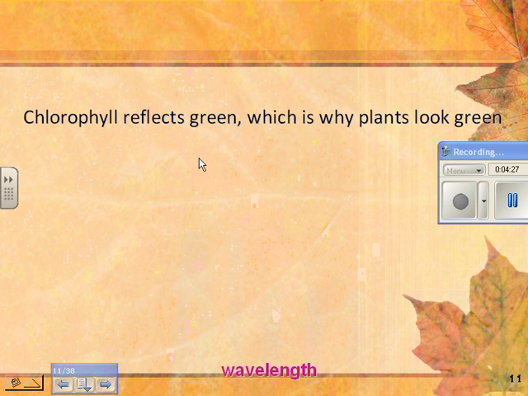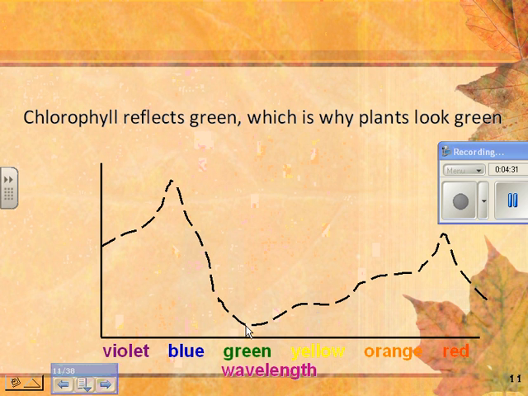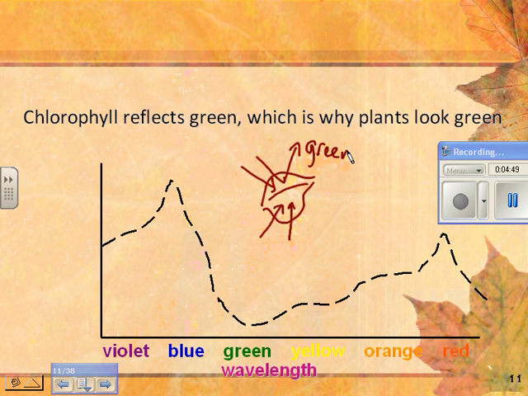So chlorophyll reflects green, which is why plants look green to us. So that's the part that's not being absorbed. If you have a plant leaf, the blue light would come in and be absorbed, and the green light would come in and be reflected, and the red light would come in and be absorbed, and the orange light would come in and be absorbed. So it's only the green that's getting reflected out for our eyeballs.